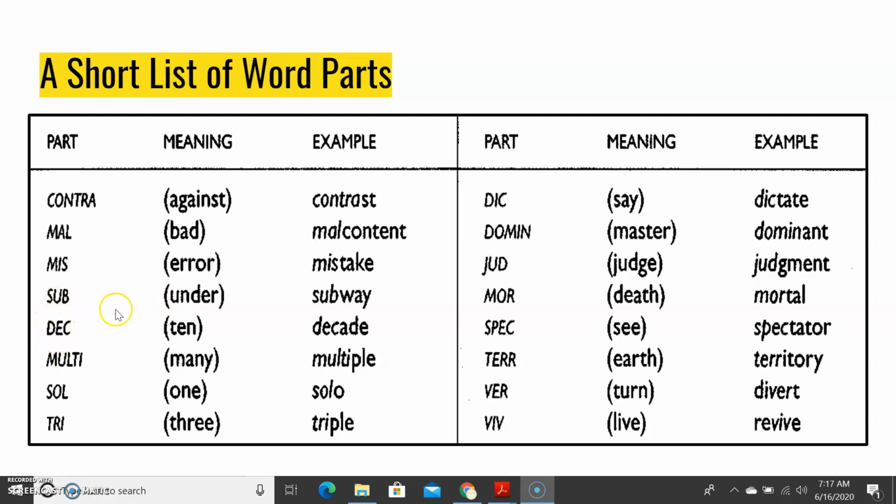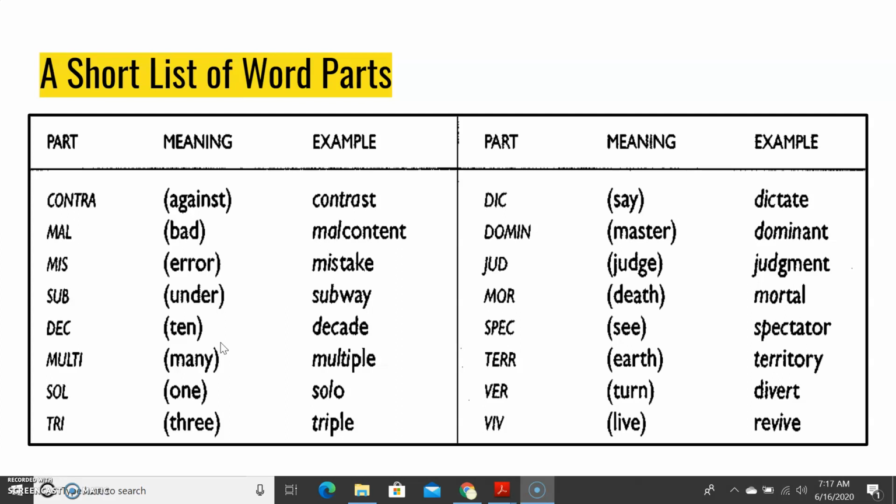However, in decade, it means 10. Decade is 10 years. What about December? December also has a part of the word with dec. Actually, if you have read about Julian calendars long time ago, December was not the 12th month. It was the 10th month. You may read this history in Google after this. But I want to tell you that in December, dec means 10, not 12.